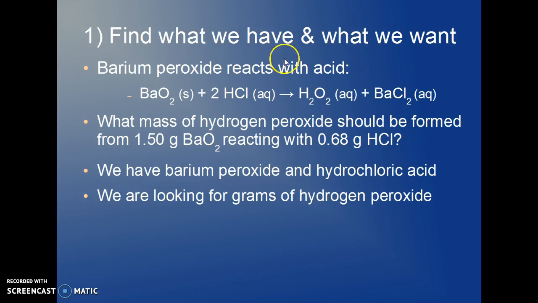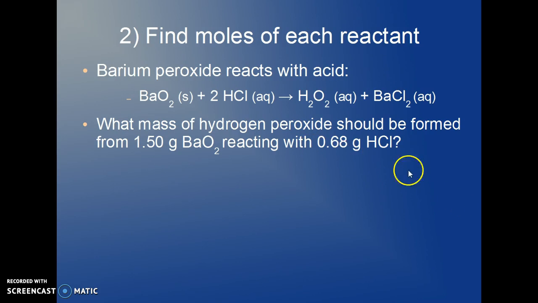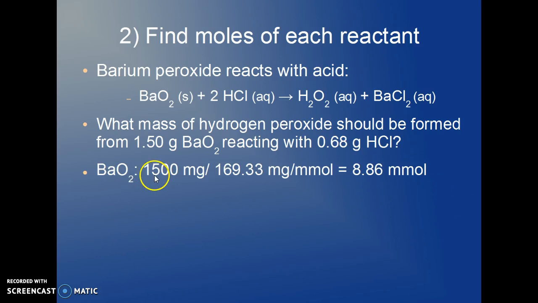Now, what do we have? Find what we have and what we want. We have the amount of barium peroxide and hydrochloric acid. We're looking for grams of hydrogen peroxide, so that should be the last thing that we solve for. Second thing we do is find the moles of each reactant. Well, for barium peroxide, we have 1,500 milligrams. It's a whole lot easier to work with milligrams, so you just multiply both of these by 1,000. So we divide 1,500 milligrams by the 169.33 milligrams per millimole, that is the barium peroxide molar mass. That gives us 8.86 millimoles of barium peroxide.